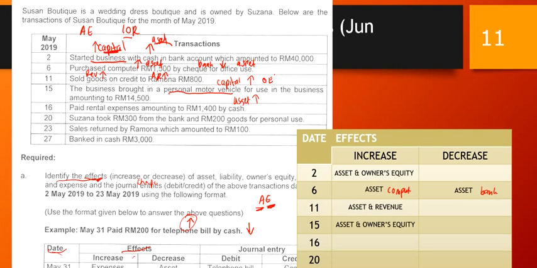So cuba jawab untuk 16, 20, 23. Cubalah jawapan untuk 16. Dapat tak? Increase in expense, decrease in asset. Kalau 22, dia akan decrease in expenses, asset dan owner's equity.